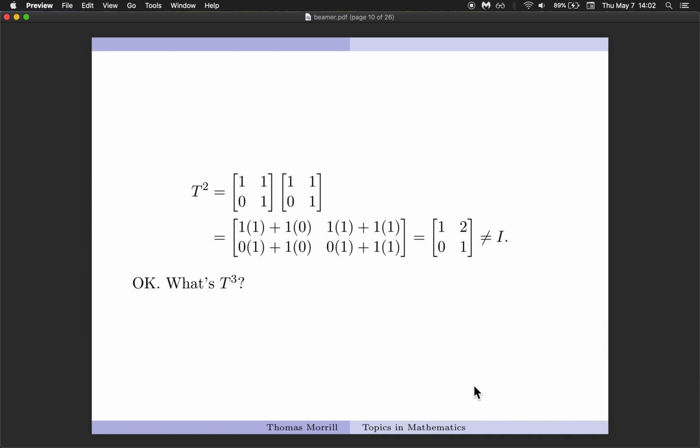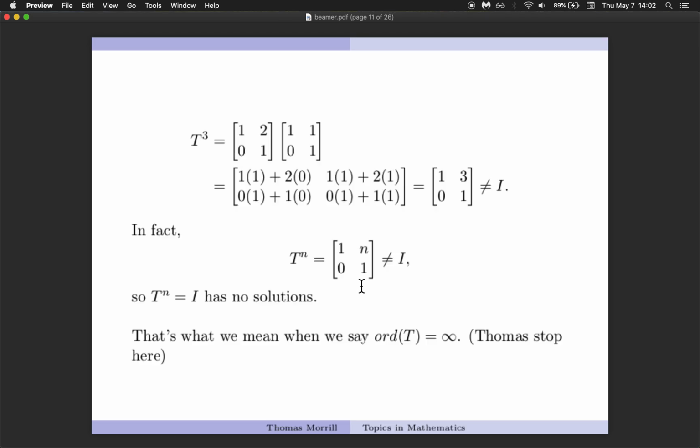Wow, I got all the formulas correct. But that's not the identity matrix. So T squared is not the identity, which is fine. Let's keep going. What is T cubed instead?